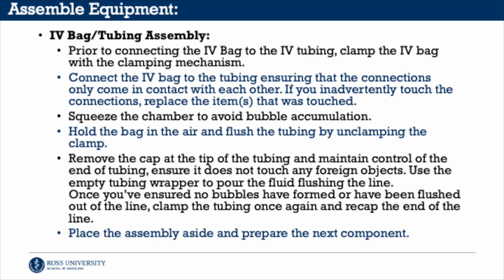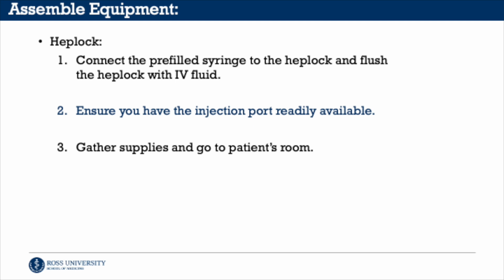Now you will assemble your equipment. Ensure that your IV bag and tubing assembly is ready to go. You as the physician will most likely not be the person doing this directly, but it is still an important process to understand, so I'm going to leave the slide in here for completeness' sake, but move forward. Make sure your HEP block is assembled correctly. Connect the pre-filled syringe to the HEP block and flush the HEP block with the IV fluid. Ensure you have the injection port readily available. Then take the supplies and go to the patient's room.